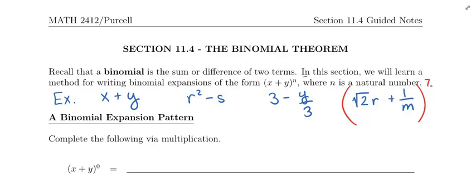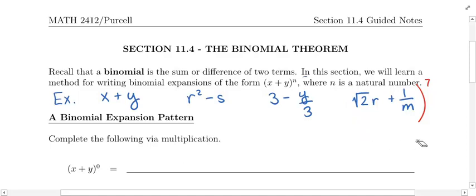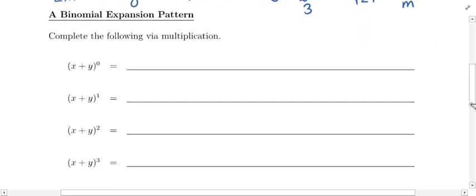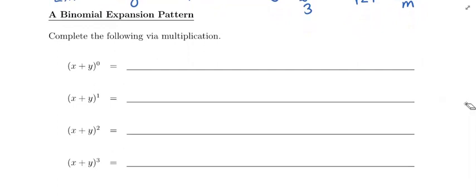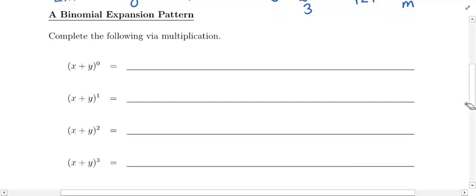All right, so let's take a look at how this is going to work. Underneath this, you see a binomial expansion pattern. It says complete the following via multiplication. All we know so far about expanding a binomial is doing good old-fashioned multiplication, distribution, FOIL, whatever you want to call it. So that's what we're going to do to start this off.